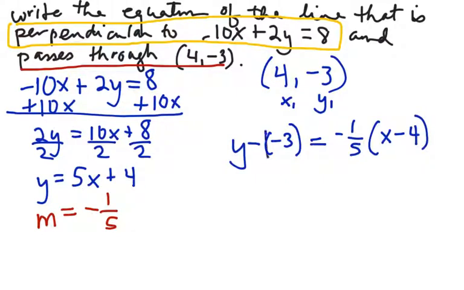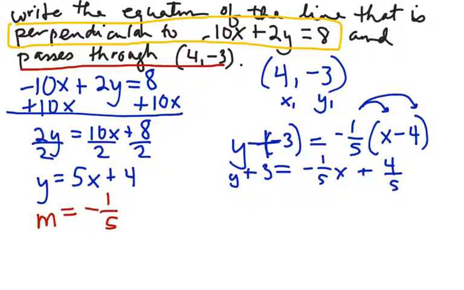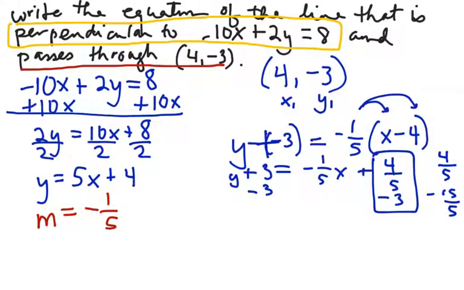Okay, I can turn this into a big plus and then distribute my negative 1/5. It looks like I'm going to be dealing with some fractions. y plus 3 equals negative 1/5 x plus 4/5. Okay, last thing I need to do is subtract 3 from either side, and I've got a fraction minus a whole number. So let's change this to 4/5 minus 15/5. 3 is the same as 15/5.